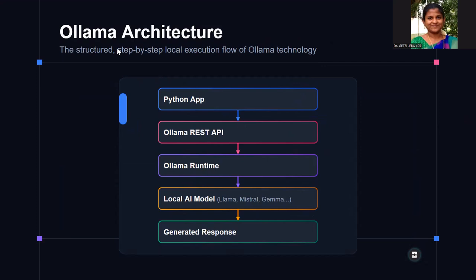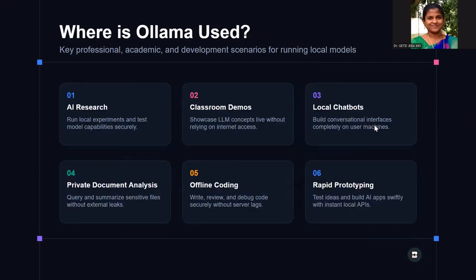So, how the Ollama architecture works is you will have the Python app and you will just connect the Ollama to the Python app, and you will also download the local AI model, whichever you want. Then it will generate the response for you.